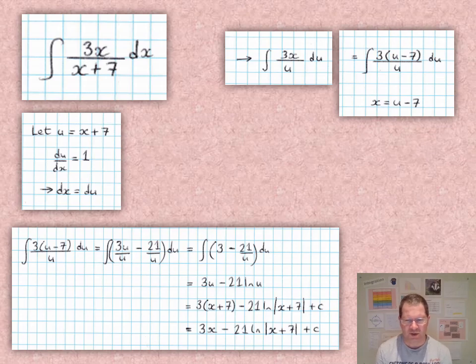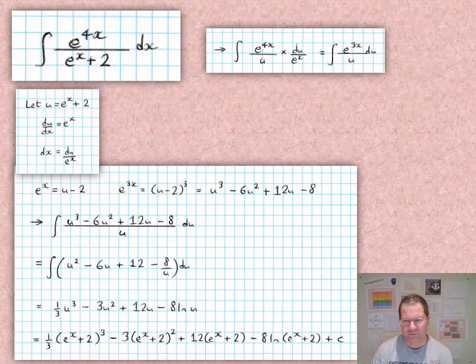But just note, sometimes if you're doing a question, it might ask you to show that it is the thing at the bottom. Or if you're looking up in the textbook, the answer in the textbook might be the thing at the bottom. And you might be wondering where the 3 times 7 from the brackets has gone. But as that is a constant, that can be soaked up into the c. So we can have a final answer of 3x minus 21 log x plus 7 plus c.